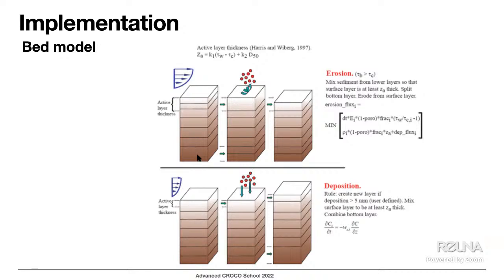So here, for instance, we have seven layers of sediment. When there is erosion of sediment, the top layer will disappear, and the layer below will be split in two to keep the same number of layers. You will see here that the bed changes, that it is deeper. And when there is deposition, it's the same. If there is enough deposition, we create a new layer, and we merge the layers at the bottom to keep a constant number of layers.